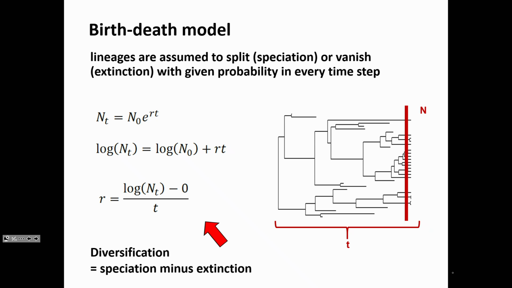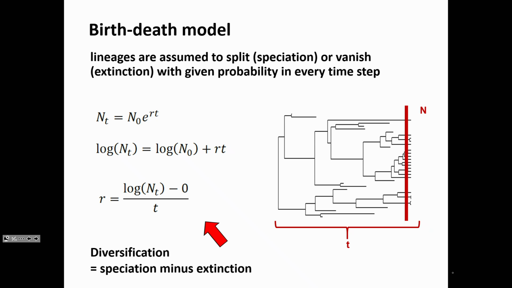We can describe this process of diversification using the birth-death models. Most of us know these models from population ecology, where it is the individuals in a population that either give birth or they die over time. Here, it's the lineages which either speciate or go extinct over time. And we can use the same mathematical framework to describe the diversification of clades on the phylogeny.